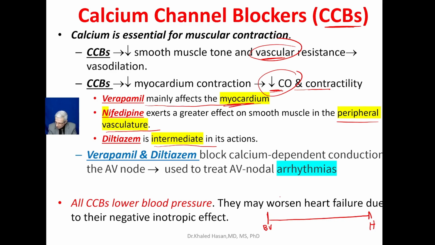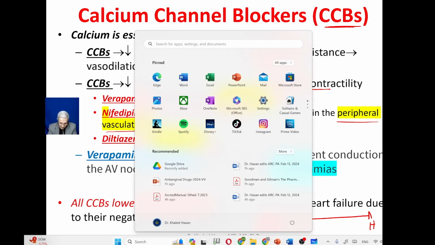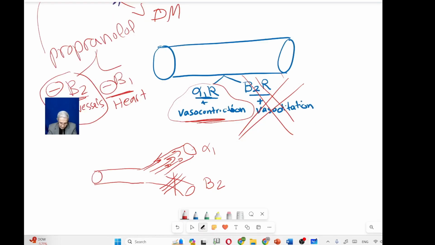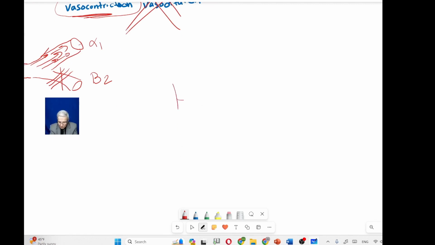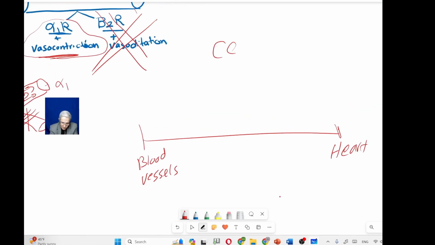So let me go to the whiteboard again. If you speak about the system here, we have the heart, then here we have blood vessels. And we are speaking about the calcium channel blockers. We have 3 medications. Which medication mainly affects the heart? Verapamil.